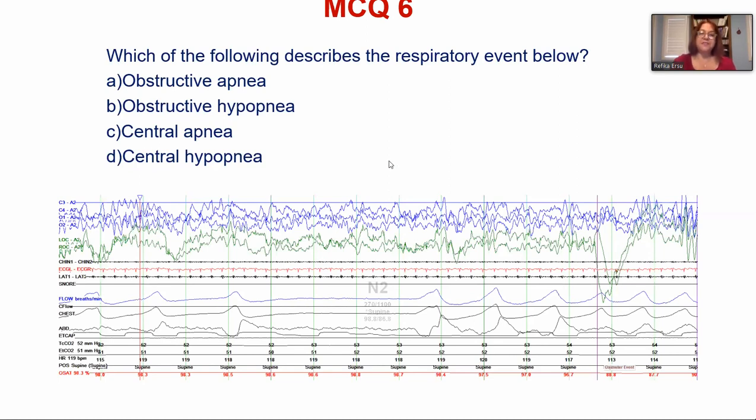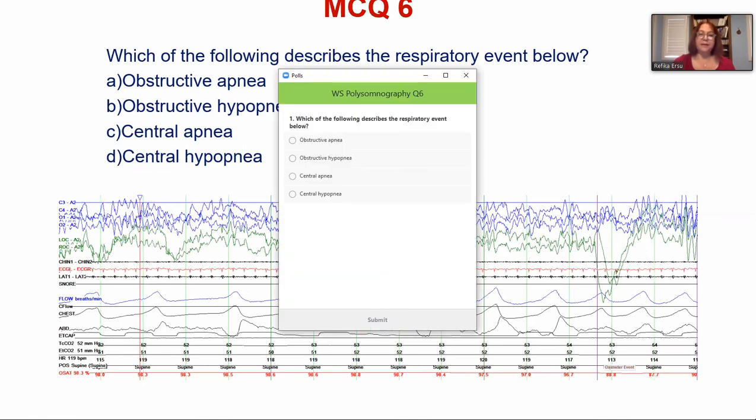Which of the following describes the respiratory event below? Obstructive apnea, obstructive hypopnea, central apnea, central hypopnea.